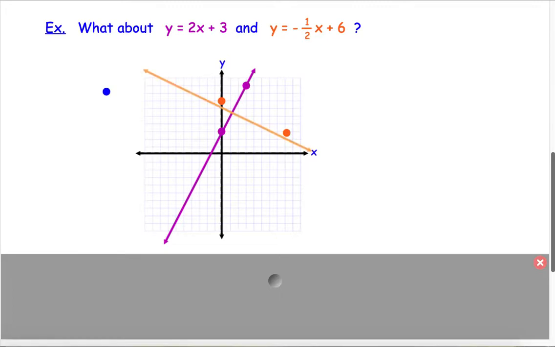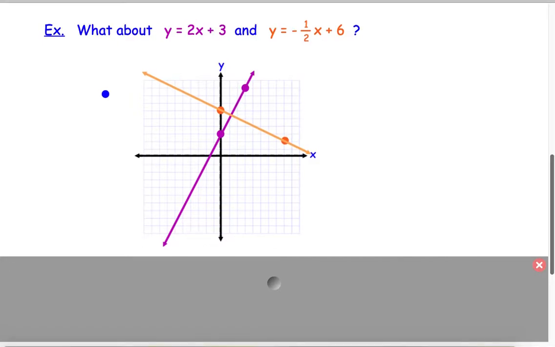Kind of missed it there. Well, that's 6. 1, 2, 3, 4, 5, 6, yeah. And then that would bring this down here. And it turns out that those two lines intersect at a 90-degree angle, so they are perpendicular.